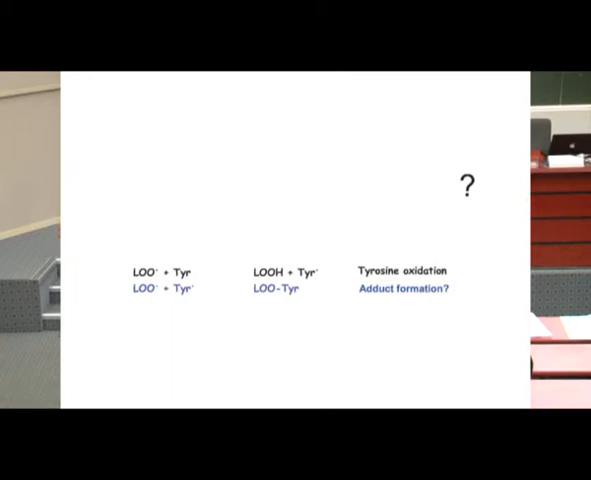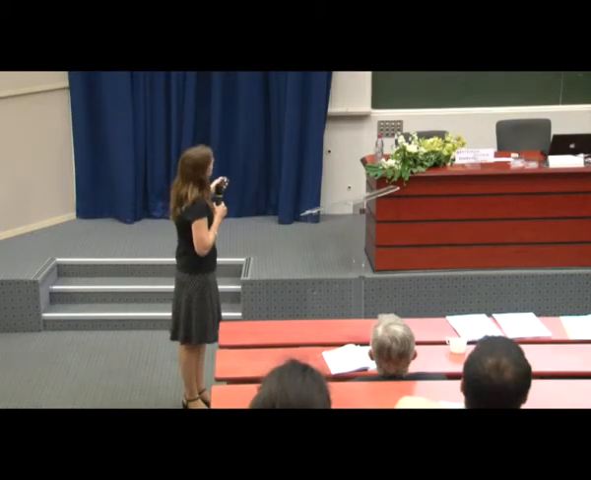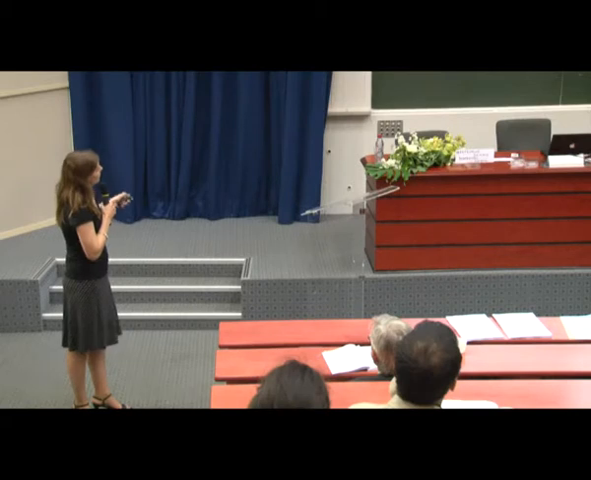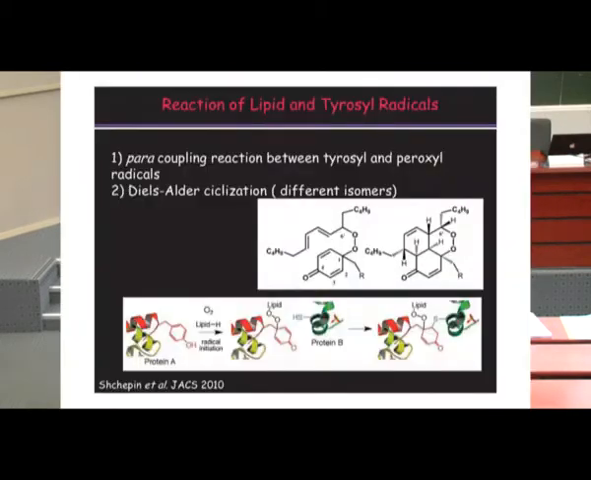So we performed the co-oxidation of BTBE in the presence of PLPC, as we can see here, and an azo compound, and we were able to detect the formation of an adduct between both of them. The formation of this adduct involves two main reactions: a para-coupling reaction between the tyrosyl and the peroxyl radicals, and this is followed by an intramolecular cyclization which yields Diels-Alder type products.